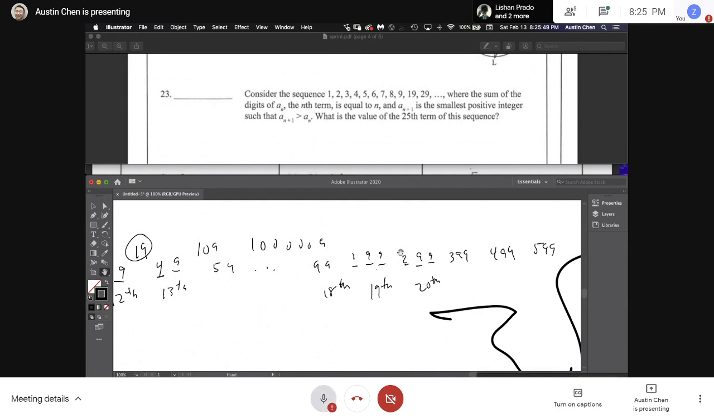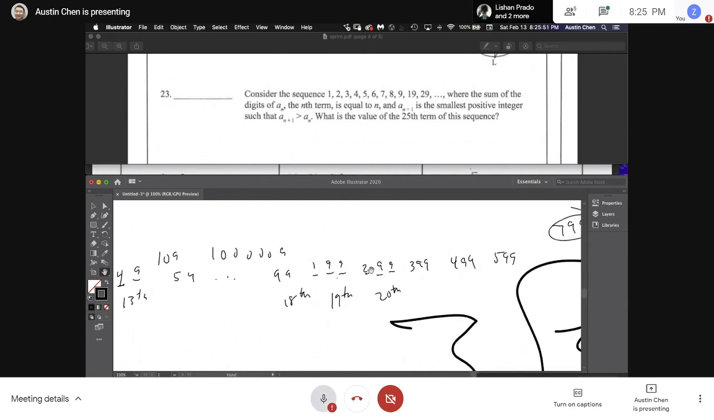Or wait, this will be repeating, like you get to 999, and then 1999, right? Yeah. Wait, is there a way to put this in a formula? Generalize it? I wouldn't say there is.